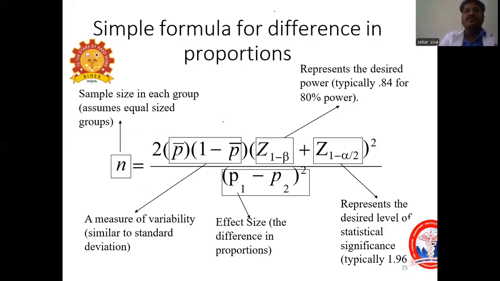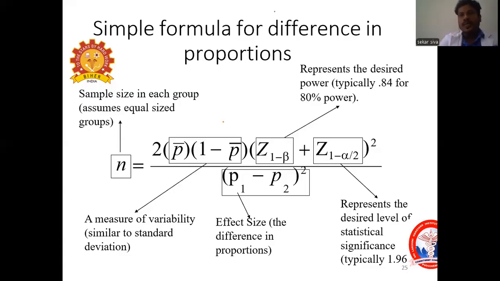Now a simple formula for differences in proportion. Previously we were talking about the differences in two means. Now we are going to see the differences in proportion. The sample size in each group is n, assuming equal size. Here p bar into 1 minus p measures the variability, similar to the standard deviation, and the effect size is the difference in proportion. Effect size refers to the difference in either proportions or means, and it represents the desired power, 1 minus beta.